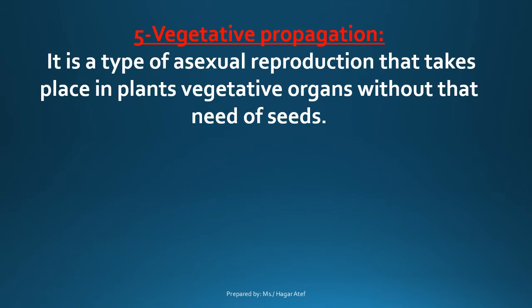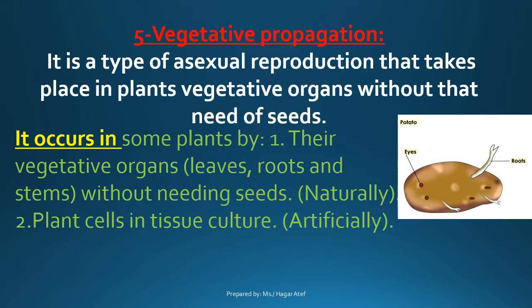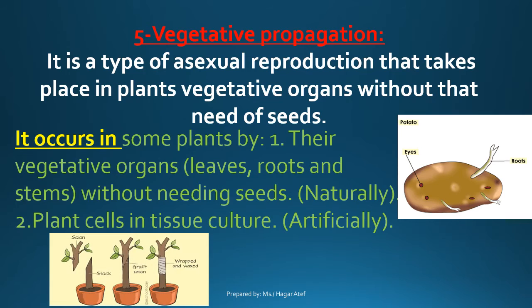Number 5, vegetative propagation. It is a type of asexual reproduction that takes place in plants' vegetative organs without the need of seeds. It occurs in some plants by their vegetative organs, leaves, roots, and stems, without needing seeds. Number 2, in plant cells, in tissue culture.